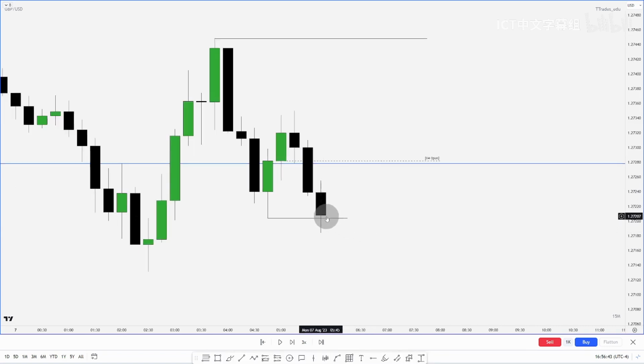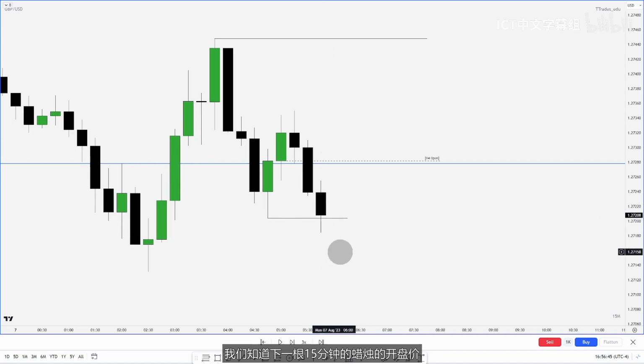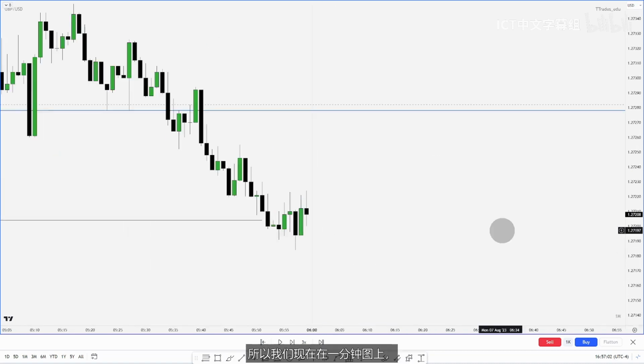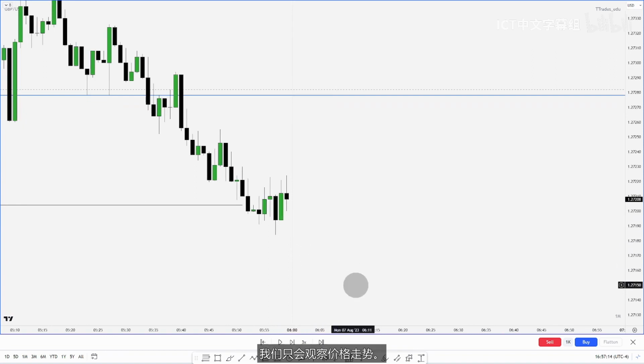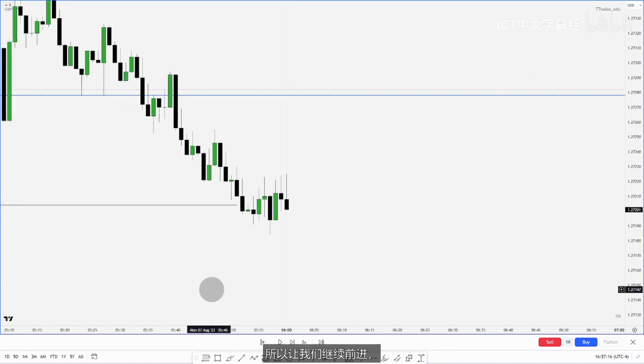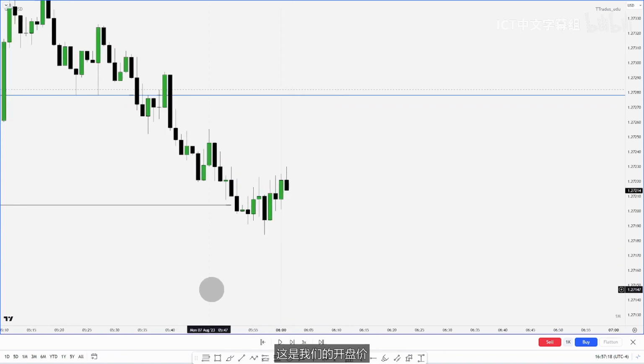From here, we know that our next 15-minute candle open is at 6, so let's go down to the 1 minute. So here we are on the 1 minute, and if we want to see price move higher, we want to see some sort of open, low, high close on this time frame as well. However, we won't really focus on that too much. We'll just watch the price action. So as we let this continue forward, here is our open.